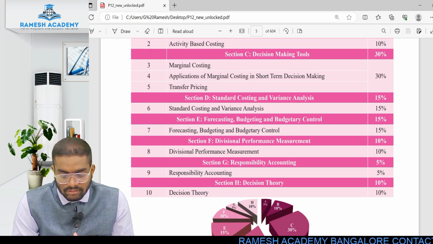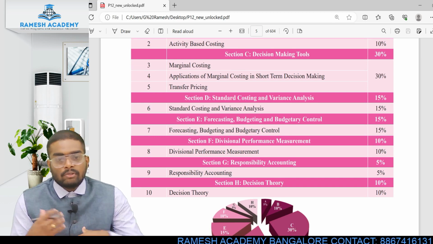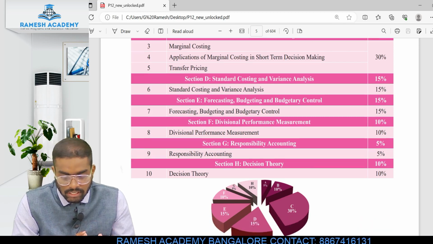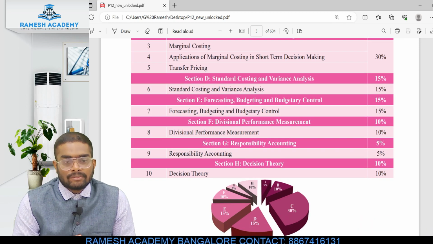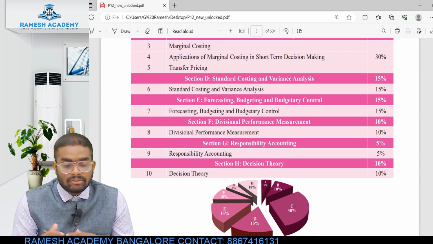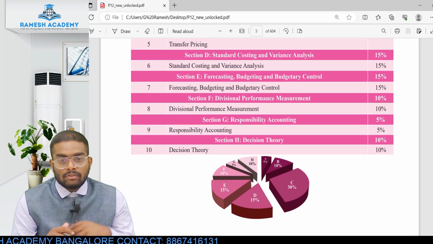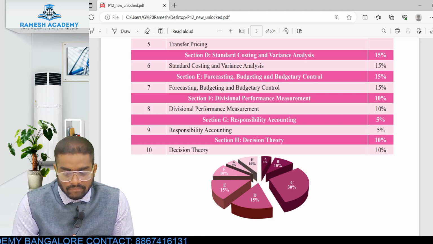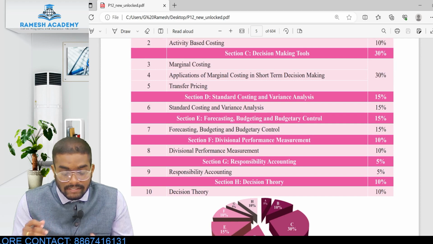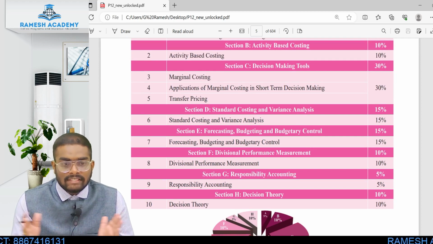Next we will be going through forecasting, budgeting and budgetary control, where we will be learning about the budget, the cash budget, the flexible budget, the preparation of the budget and all those things. Next is divisional performance management. Here we will be looking at performance management tools like target costing, balanced scorecard and all those things. The next two chapters are basically theory chapters, where we will be learning about responsibility accounting and decision theory. So this is the index, guys, which we will be learning in this particular course.